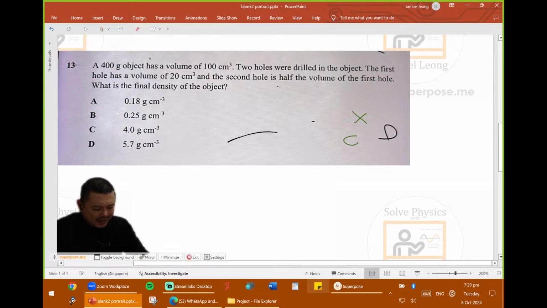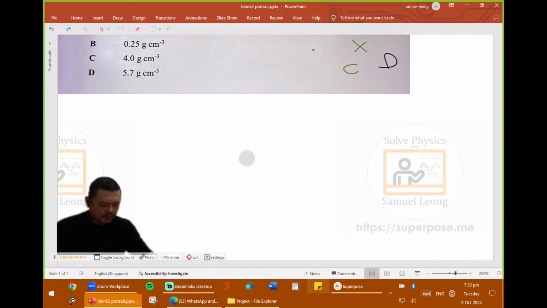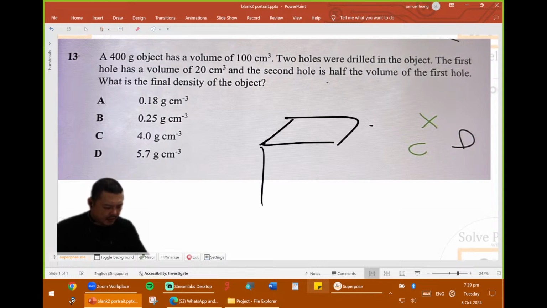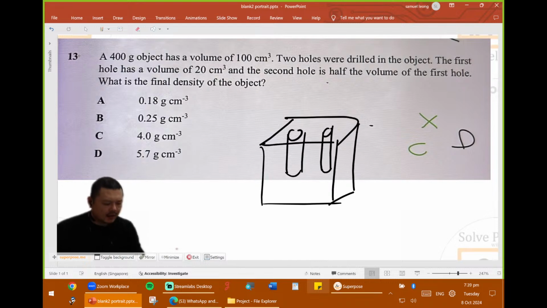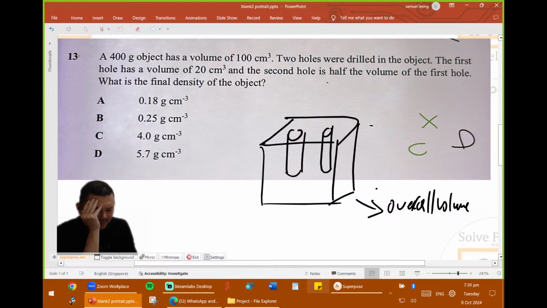So what they're saying is that they take this object, and then they drill two holes into it like that. But the overall volume still stays at 100 cm cube. You know what I'm saying? No, wait.